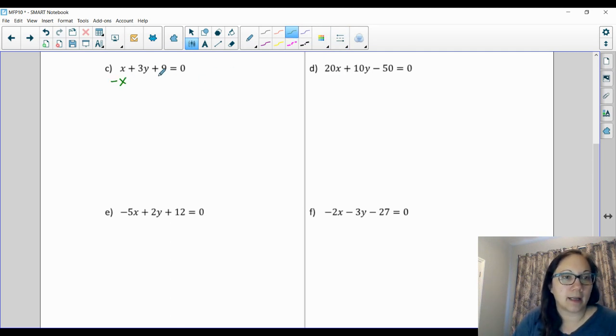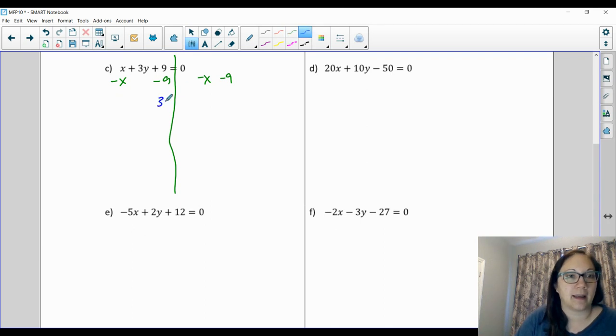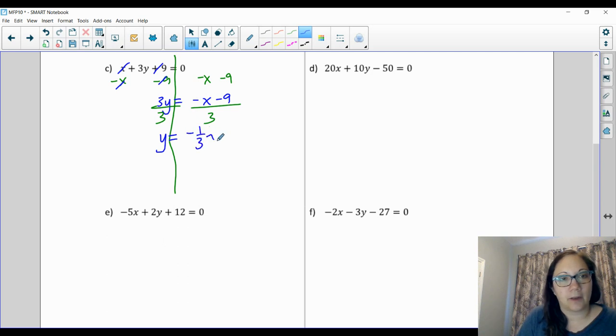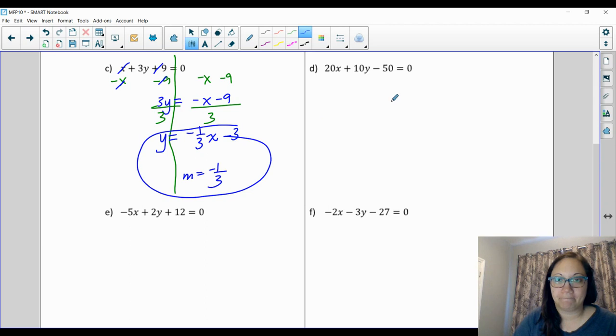Okay, so we're going to, again, isolate our y. So I have a positive x, so I'm going to subtract x from each side, and my positive 9 means I'm going to subtract 9 from each side. And whatever I do to the left side of my equation, there's kind of like an invisible line here. I've got to do the same thing to the right side to keep my scale or equality balanced. So now I have 3y on the left, that's equal to -x minus 9. Now I'm going to divide each side by 3. So I end up with y equals, well, -1 divided by 3 is going to be -1/3 x. -9 divided by 3 is going to be -3. So there's our equation, and our slope here is going to be -1/3.